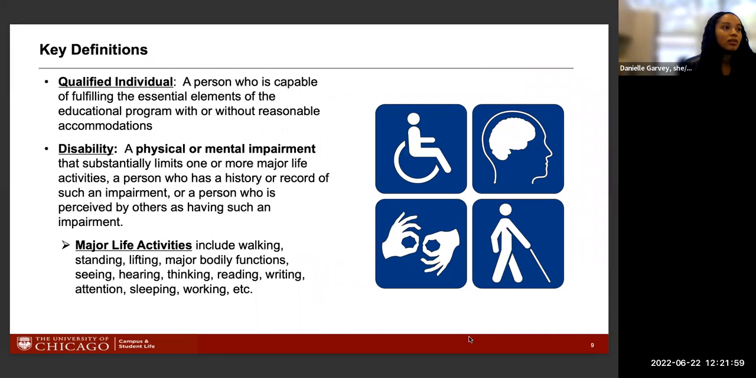A qualified individual is a person who is capable of fulfilling the essential elements of the educational program with or without reasonable accommodations. And a disability is defined as a physical or mental impairment that substantially limits one or more major life activities, a person who has a history or record of such an impairment, or a person who is perceived by others as having such an impairment. There is no finite list of major life activities, but some of the activities that have been specifically listed include walking, standing, lifting, major bodily functions, seeing, hearing, thinking, reading, writing, attention, sleeping, and working.